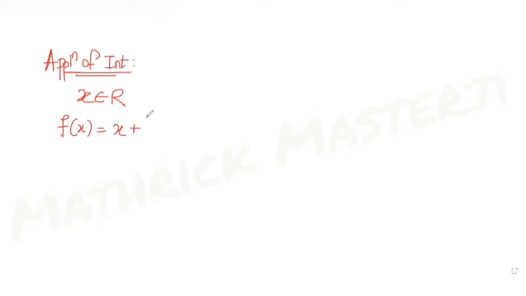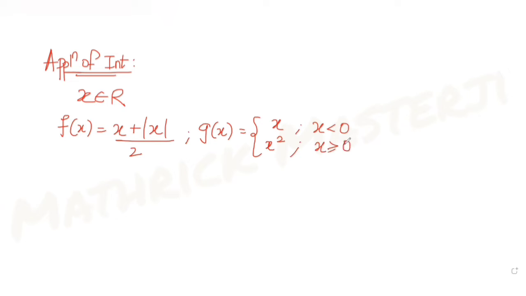Let's see today's question. Today's question we are taking up from the topic of applications of integration. The question tells us: let x belong to R, that is real numbers, and f of x is nothing but (x plus mod of x) divided by 2, and g of x is another function given as x when x is less than 0, and x square when x is greater than or equal to 0.